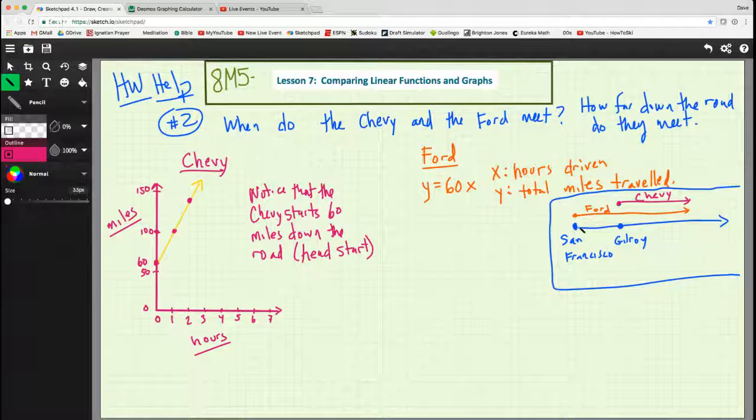And then it's going at a certain rate down the road. The Ford, though, starts in San Francisco way behind. So its B is 0. You could say y equals 60x plus 0. And that's an equation, y equals 60x. And x is the hours driven, and y is the total miles traveled. And so what I want you to do is figure out when they meet and how far down the road they meet. How far from San Francisco, where down here do they meet? Okay, so now I want you to pause and try.